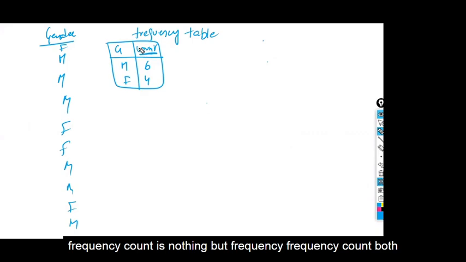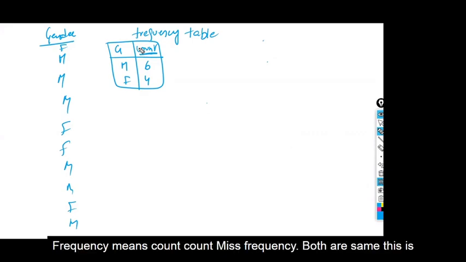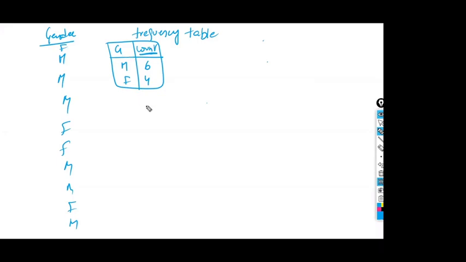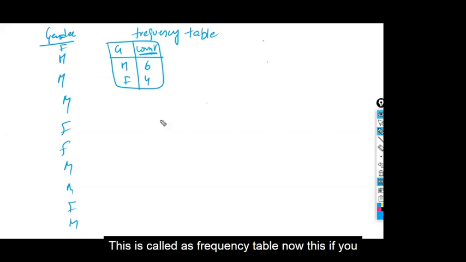Frequency or count, both are the same. Frequency means count, count means frequency. This is called a frequency table because in this table, it is written with respect to how many counts there are. This is the tabular format. This is called a frequency table.